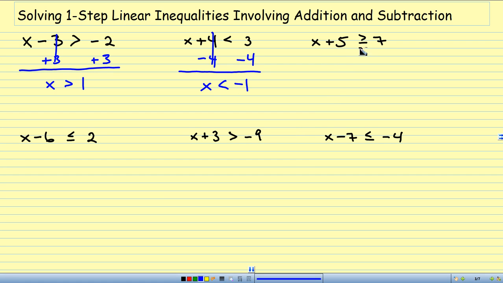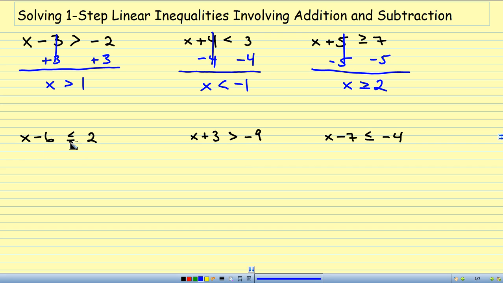I have x plus 5 is greater than or equal to 7. The inverse operation is to subtract 5, subtracting 5 from both sides. I'm going to cancel that out. I have x is greater than or equal to, I have $7, but I owe $5. So that means I have $2 left over.